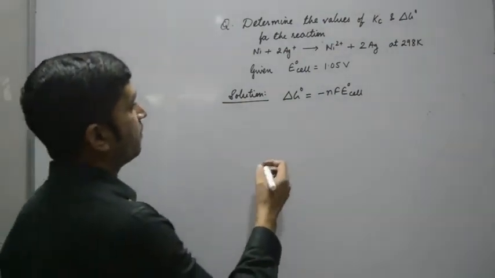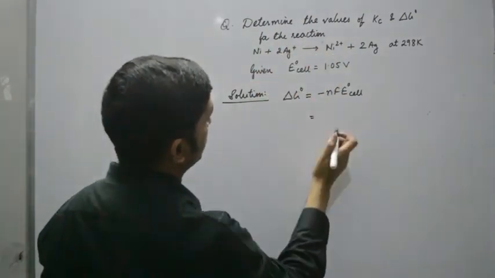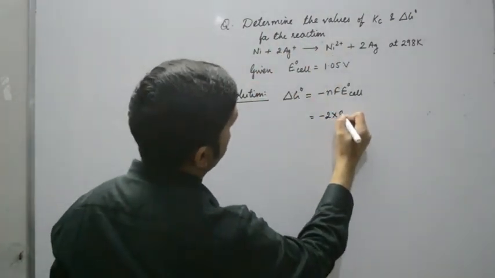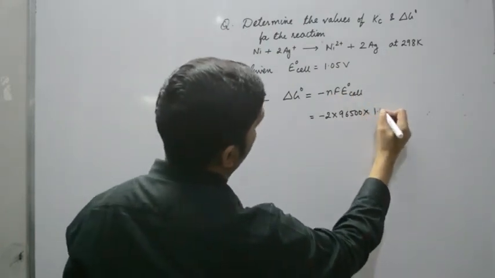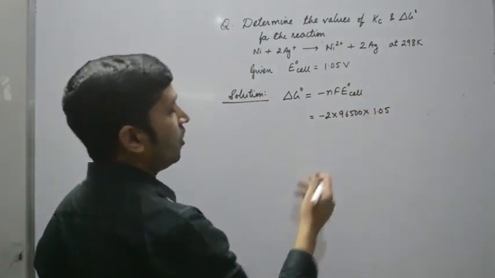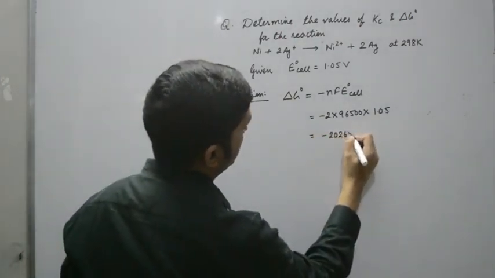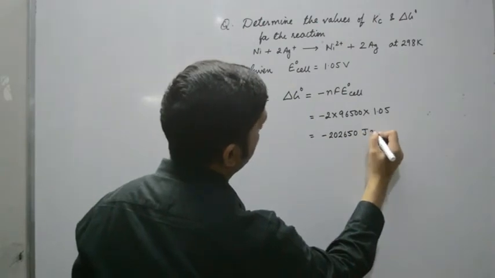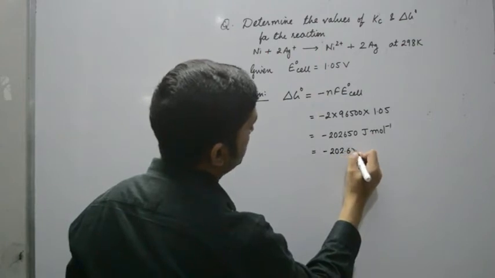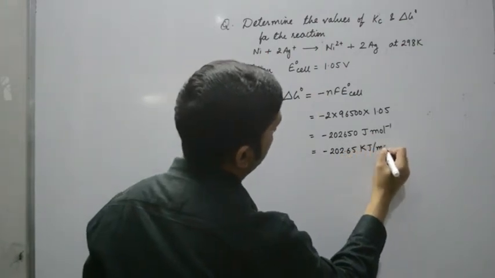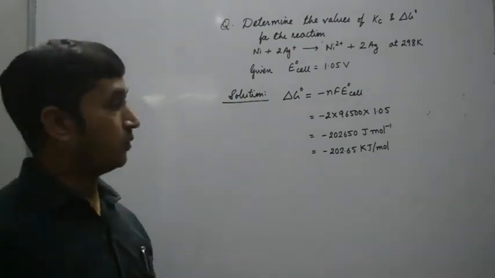Now here when we put the values, N will be equal to 2 as 2 electrons are transferred. Faraday's constant we can take 96,500 and standard cell potential 1.05. So on multiplying we will get here minus 202,650 joule per mole, or we can write minus 202.65 kilojoule per mole.